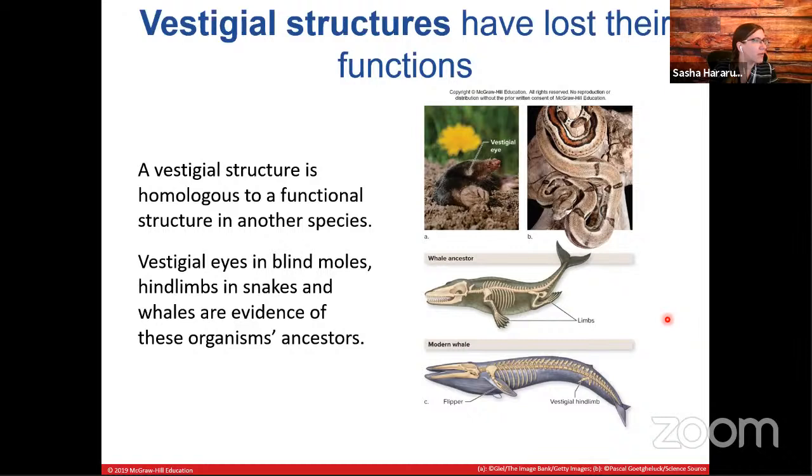Nicholas asks, is the appendix a vestigial structure? Yep, it sure is.